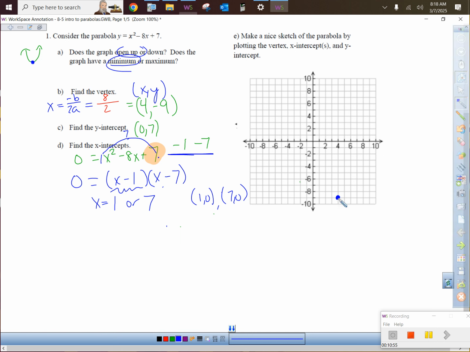Then let's plot the y-intercept. What's the y-intercept? 0, 7. That's way up here, right? And let's plot our two x-intercepts. One of them is at 1, 0, and the other one is at 7, 0. Are you cool that those are the 4 points that they had us find? When we connect these together, will it make a line? No, it will make a parabola. Isn't the vertex a minimum of this guy as well, right?